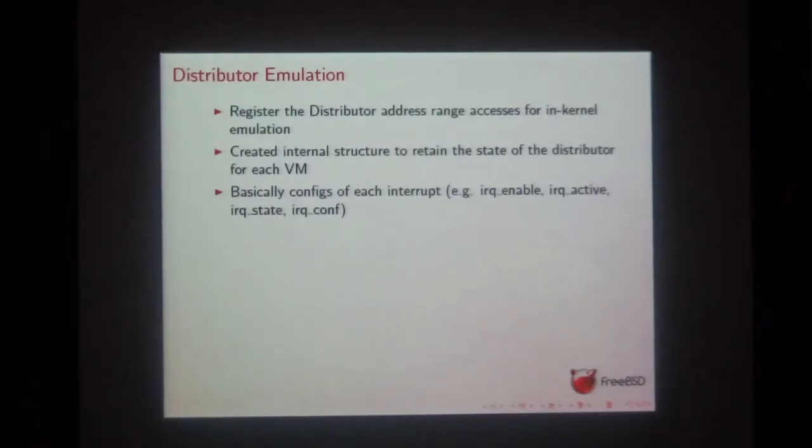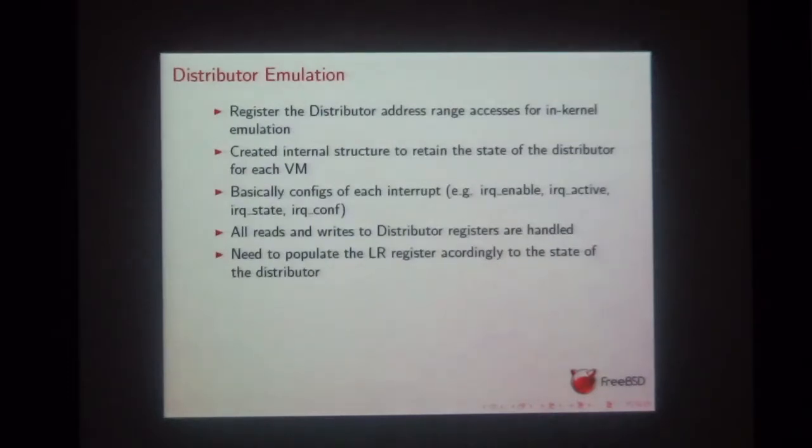Also, we are making configs for each interrupt. So we have a mask of interrupts enabled, active, the state of them, and the configurations. All the reads and writes to the distributor are handled, as I was telling you earlier. And according to what I was presenting earlier, we need to populate the list registers accordingly to the state of the distributor.